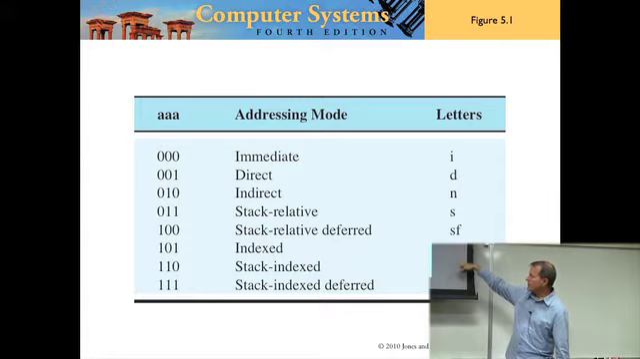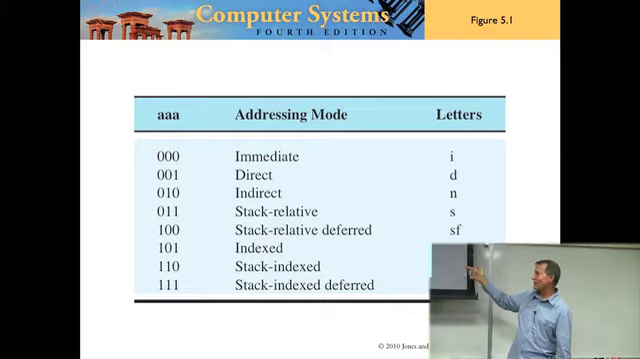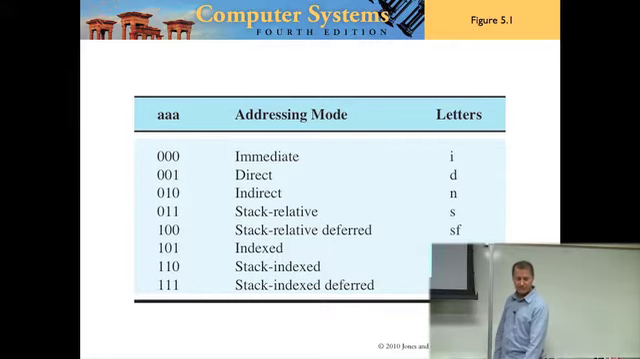Do you see how these letters sound like what the addressing mode is, right? So I for immediate, D for direct. Unfortunately, indirect also starts with I, so we can't use I, so we use N for indirect. Are you with me? And then SXF is stack indexed deferred, and SF is stack relative deferred. So that's the table with the letters. You'll have this table on the exam, so you don't have to memorize this. But you do have to memorize the von Neumann execution cycle.